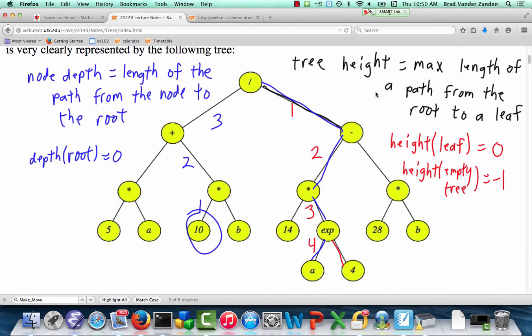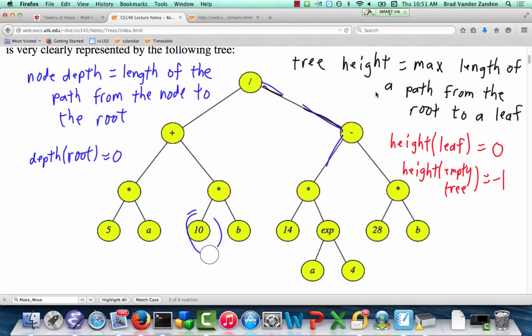Okay, so if you have a tree with a single node, its height is 0. Again, because the maximum length path would be both the root and the bottommost node, so the length of a path to itself would be 0. Arbitrarily, then, the height of an empty tree, to make it consistent, is -1. Okay? And there's some pretty recursive definitions that come out of this.